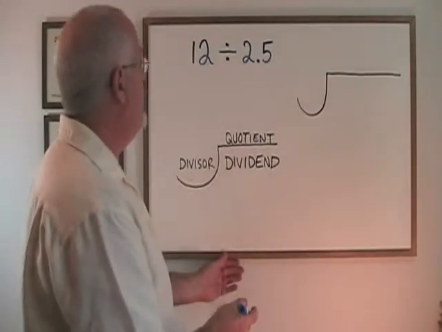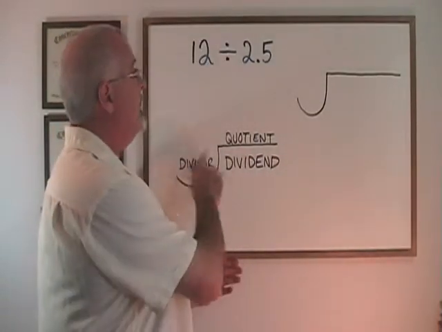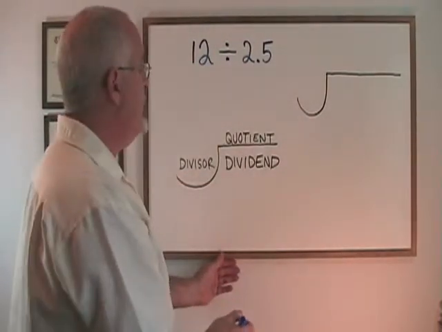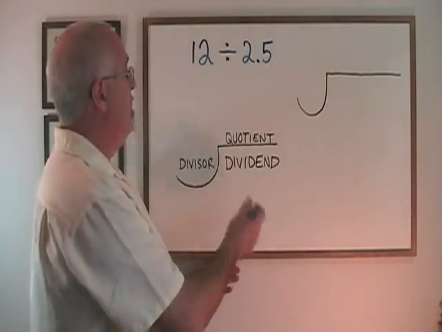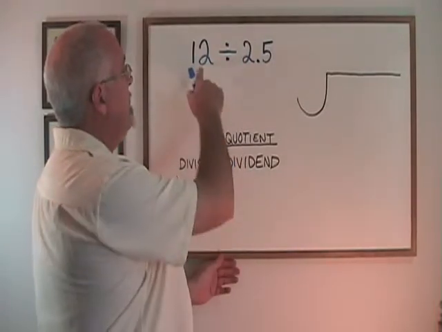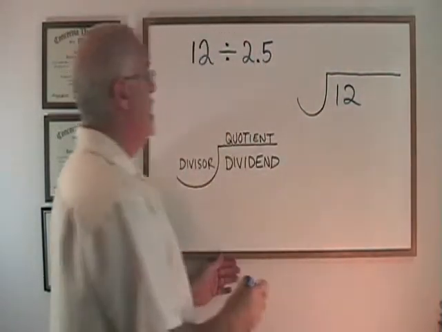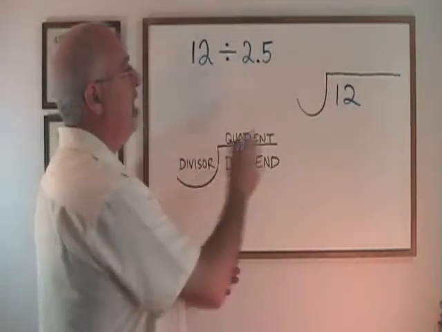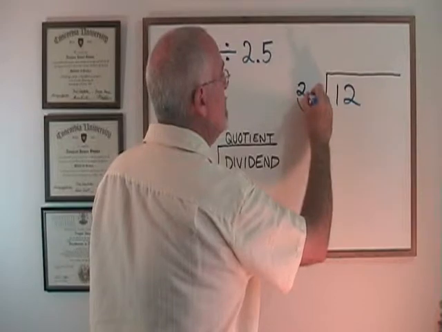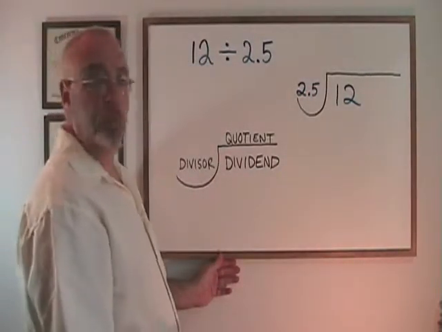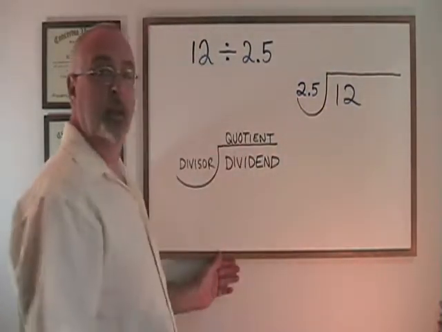In this example, it is the divisor, the 2.5, that has a decimal already in it. And again, I set up my division in the same way. The dividend is the 12, and it goes here. The divisor is the 2.5 and goes here. And the answer, my quotient, will go up on top.